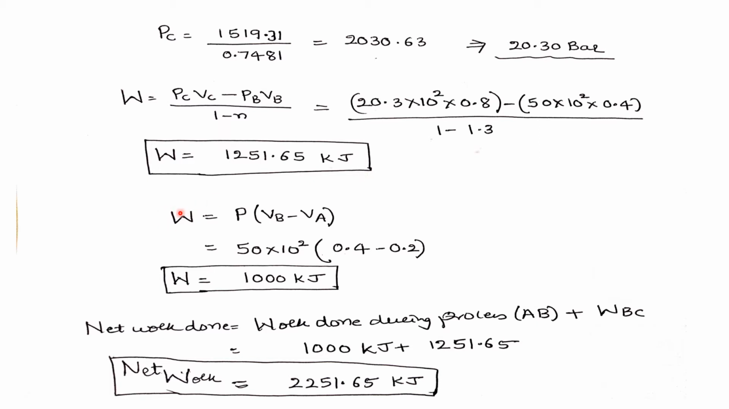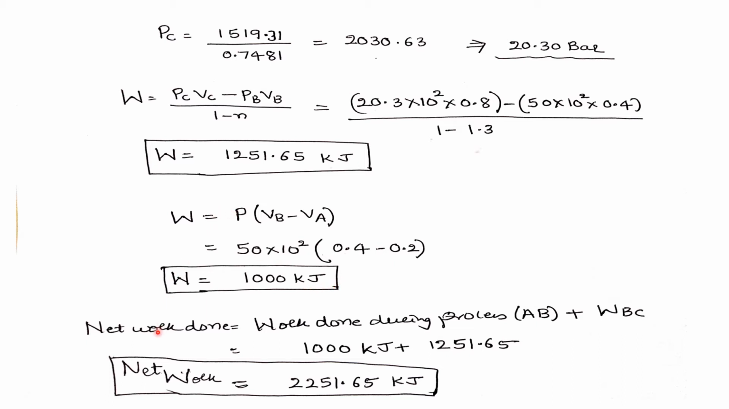Now work done during the constant pressure process, that is process A to B. Here W equals P into (V_B minus V_A). This is a constant pressure process during A to B, where P_1, the pressure at point A, equals the pressure at point B, both are the same. So 50 into 10^2, the volume at point B is 0.4 minus the volume at point A, which is 0.2. If we solve this, work done during the constant pressure process is 1000 kilojoules.